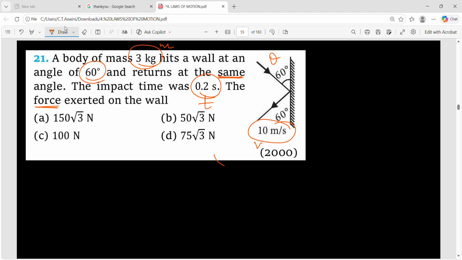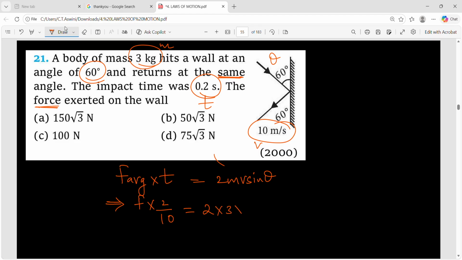Same as the previous question. So equate the two formulas of change in momentum. The first formula is F average into T. The second formula is 2mv sine theta. Equate them, substitute the data and simplify. So F into time, where time is 0.2, we'll write it as 2 by 10. M is 3 kg. V is 10. Sine theta, so I can write it as sine 60.